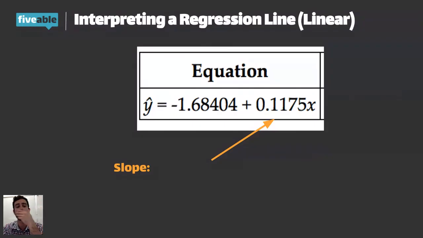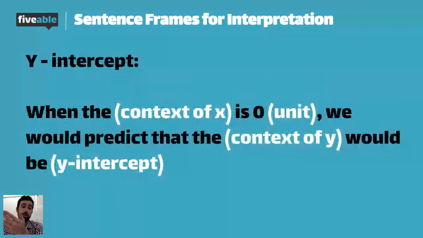You'll also have to interpret the Y-intercept. Y-intercepts may be a little bit easier, hopefully a little bit more intuitive for you. And here's how we do Y-intercepts. When insert context of X is equal to 0, we would predict that the insert context of Y would be, and then put your Y-intercept. So I think the Y-intercept is a little bit easier.